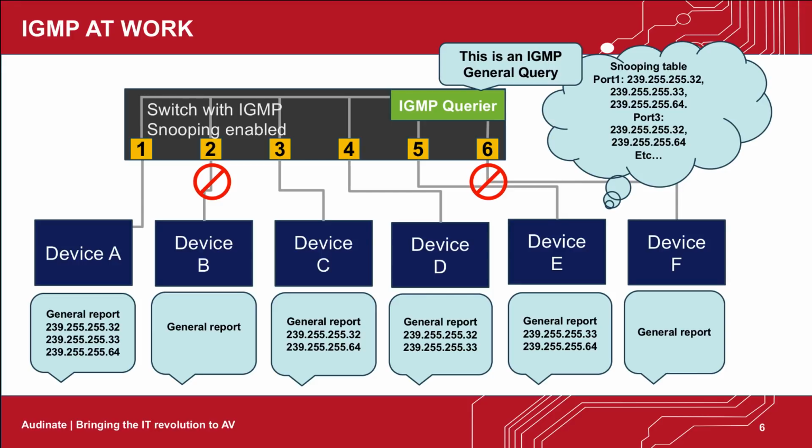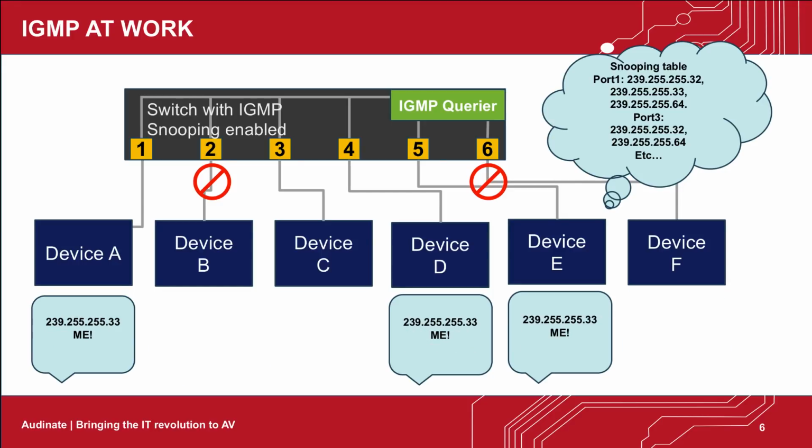Queriers send 2 main types of query. First is general query. It asks which multicast groups the receiver is interested in. Then second, group-specific query. This asks who is interested in a specific multicast group. Devices send reports in response to these queries. When a device is connected, it will send an unsolicited report. This means that the IGMP snooper will forward the multicast group as soon as the device is connected.